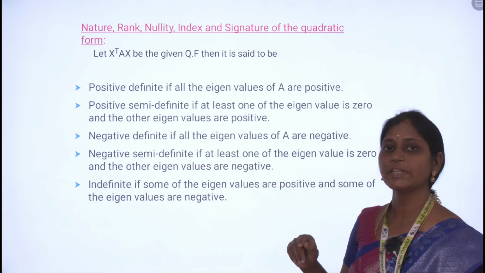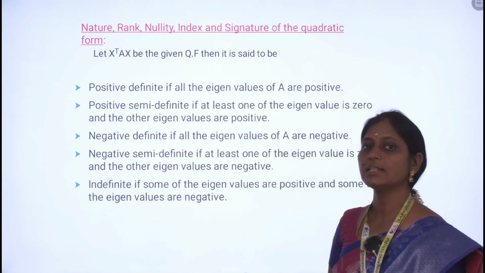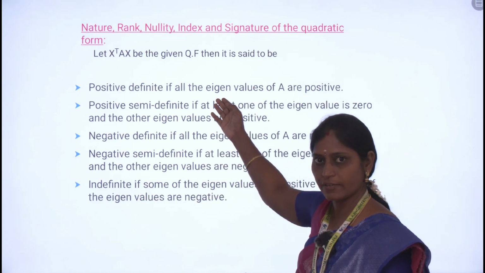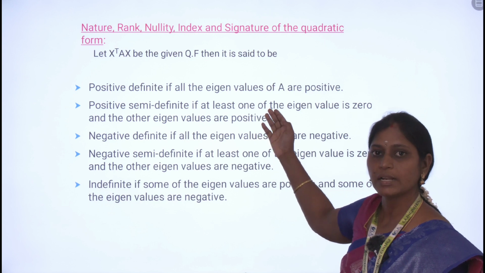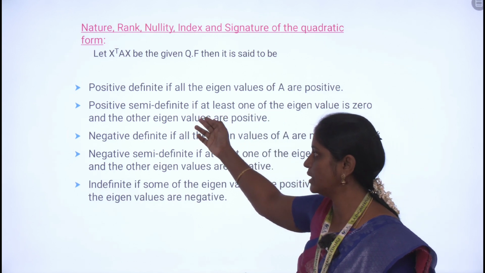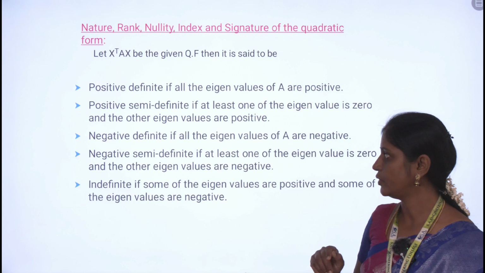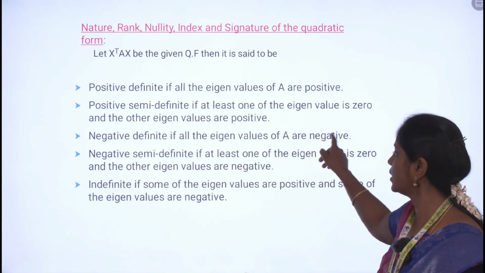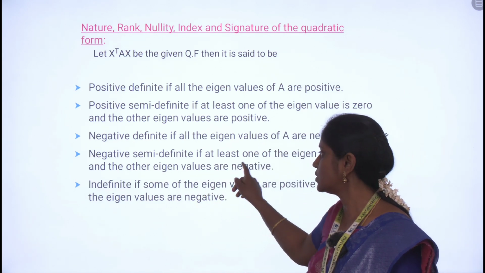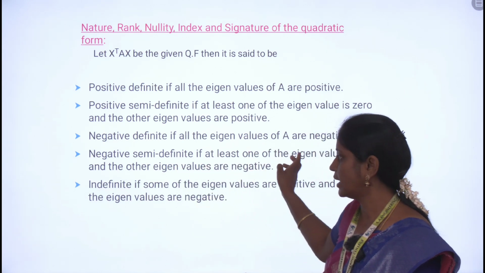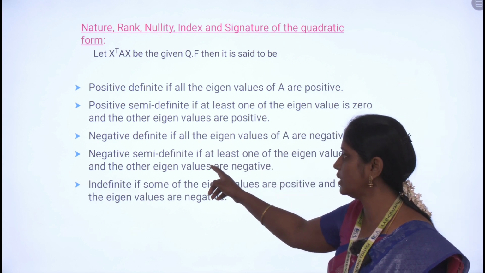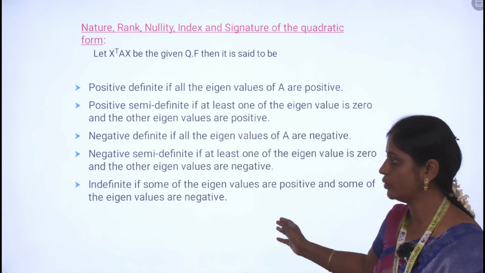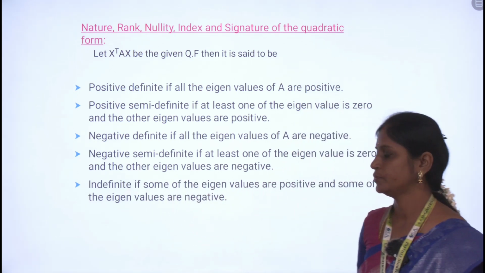For example, if we take a 3 cross 3 matrix, we will get 3 eigenvalues. If all eigenvalues are positive, we call that positive definite. If at least one is 0 and the remaining are positive, we call it positive semi-definite. If all the eigenvalues are negative, we call it negative definite. If one of the eigenvalues is 0 and the remaining eigenvalues are negative, we call it negative semi-definite. If some eigenvalues are positive and some are negative, we call it indefinite.